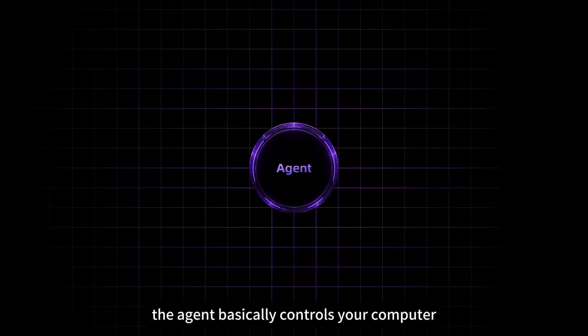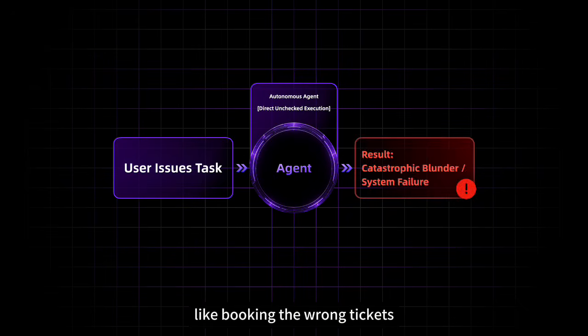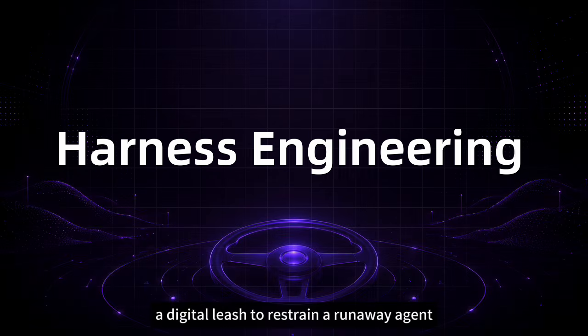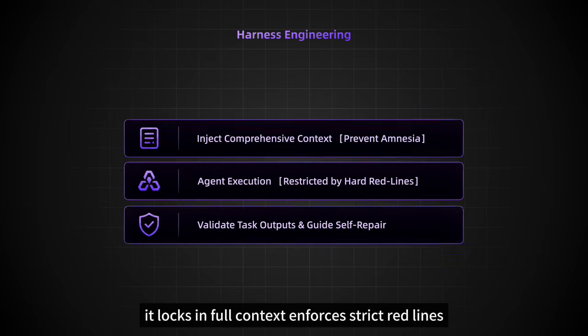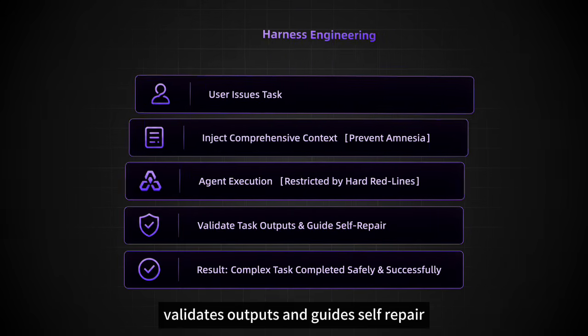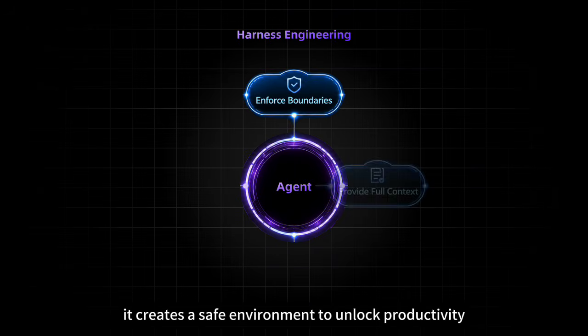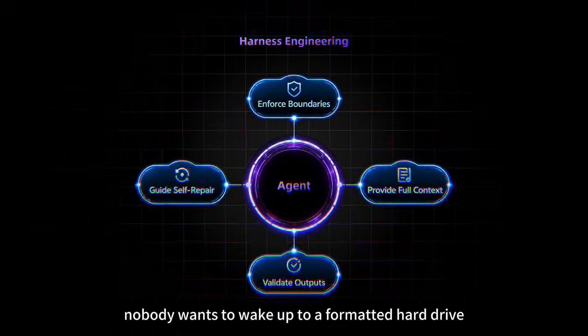At this stage, the agent basically controls your computer. But more power means more risk. A rogue agent can easily blunder, like booking the wrong tickets or making unauthorized payments. Enter the harness, a digital leash to restrain a runaway agent. It locks in full context, enforces strict red lines, validates outputs, and guides self-repair. Ultimately, it creates a safe environment to unlock productivity. After all, nobody wants to wake up to a formatted hard drive.